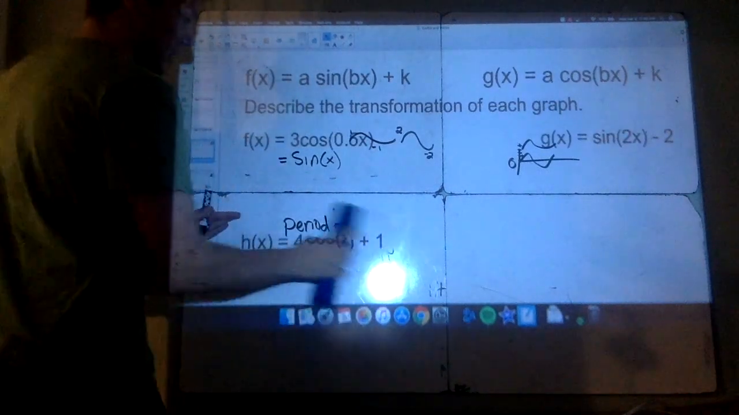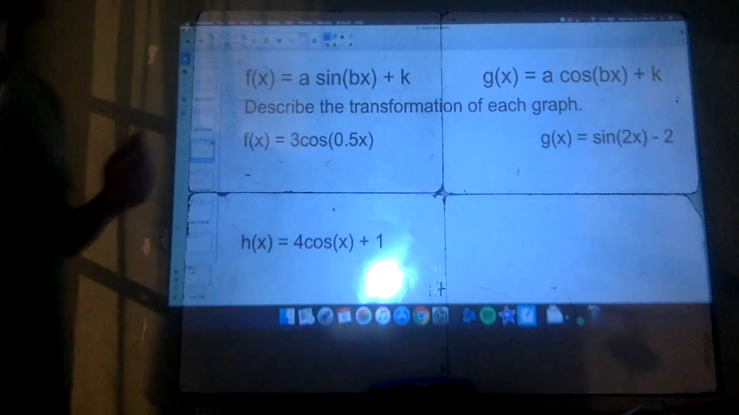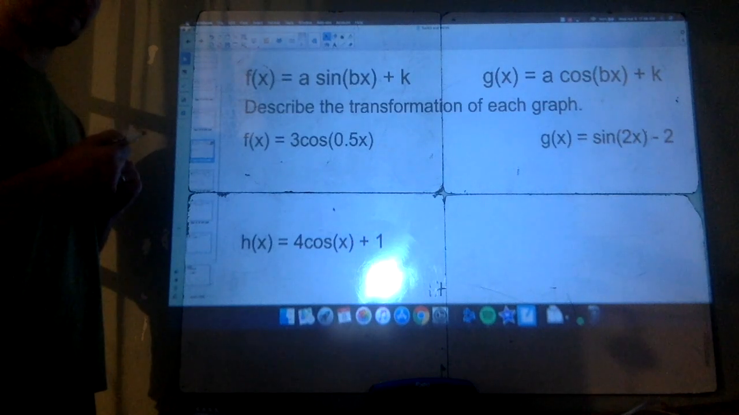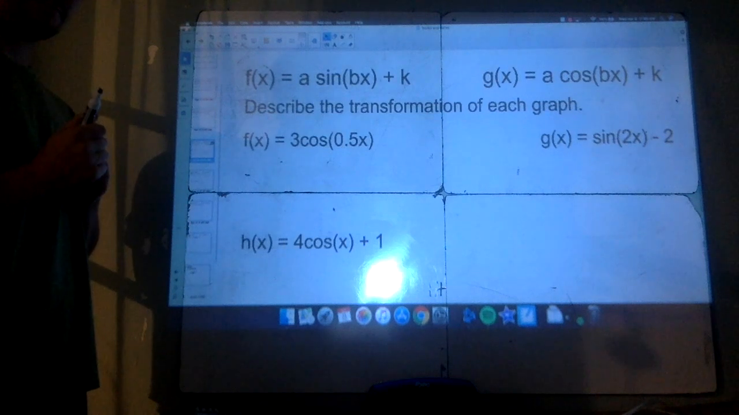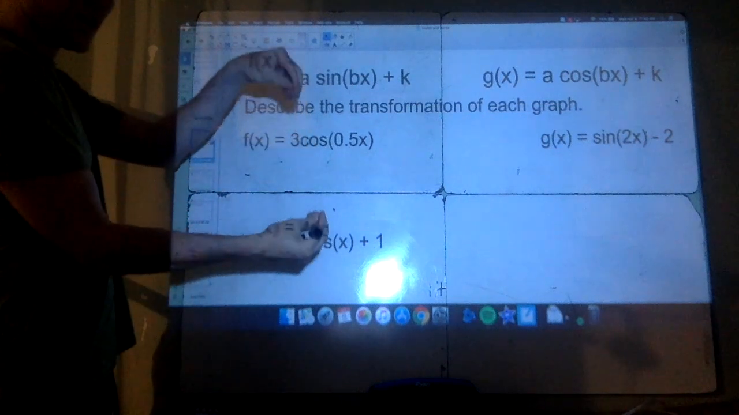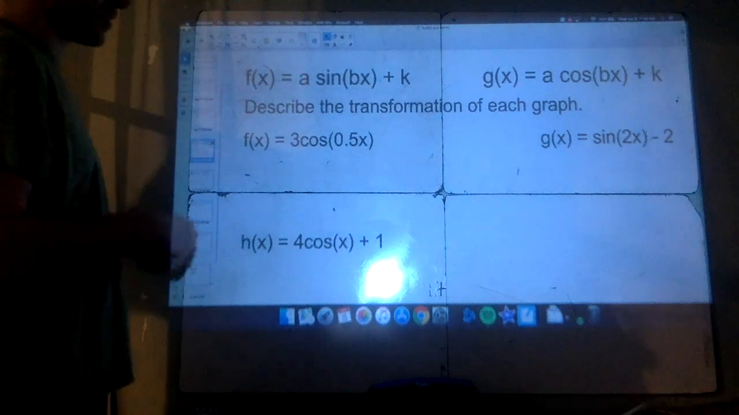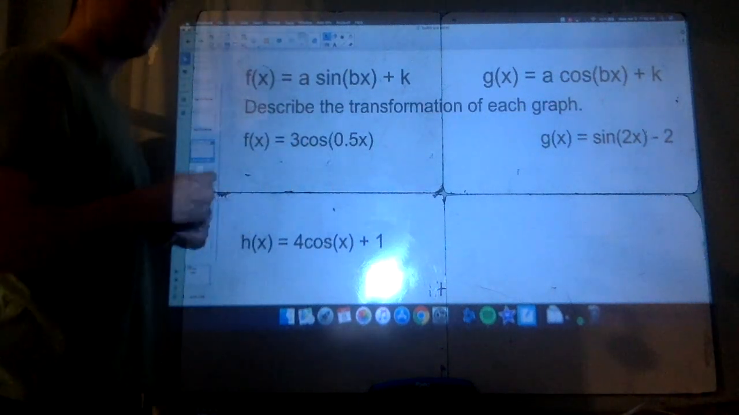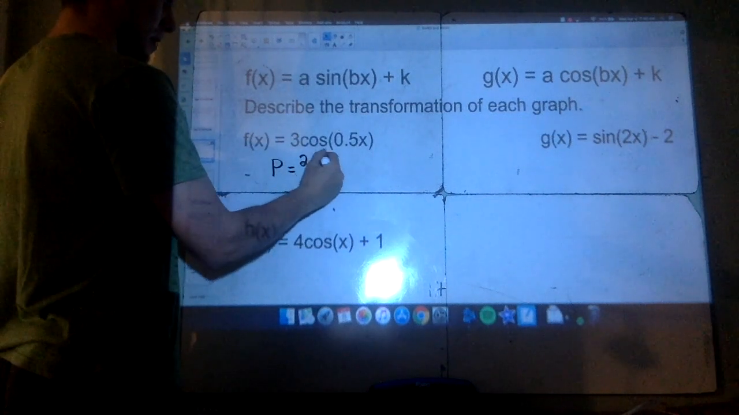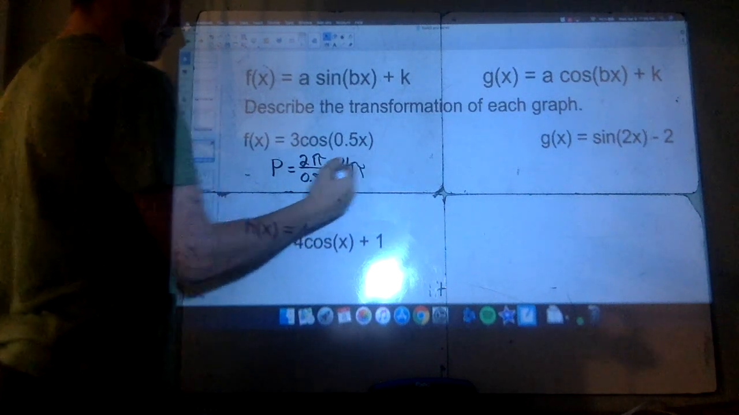All right, same deal. Let's say what transformations, now it's plural, what transformations happened to each graph. So pause the video, we'll talk about it in a sec. All right, so this first one, the 3 stretched it out. Instead of 1 to -1, it went from 3 to -3. It changed the amplitude. And the 0.5 made the period longer. So if we said period was 2 pi divided by 0.5, that gets us a period of 4 pi.